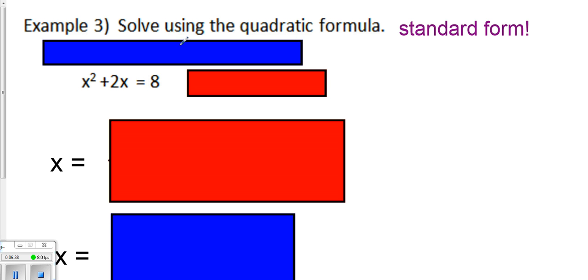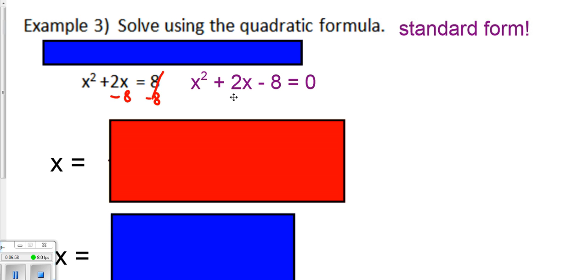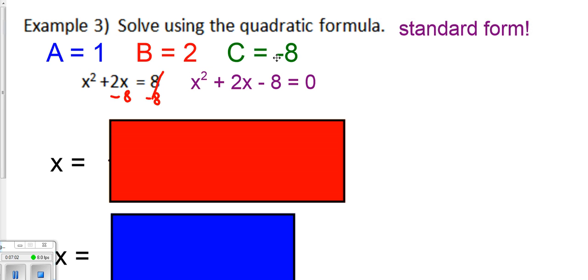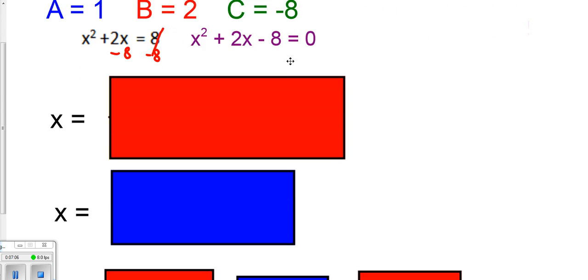Example 3, solve using the quadratic formula. And again, always remember we need to get it into standard form first. X squared plus 2x equals 8. That is not standard form, so we need to subtract 8 from both sides to get it there. Those would cancel out, and we'd be left with x squared plus 2x minus 8 equals 0. In that case, a is still 1, b would be 2, and c would be negative 8.